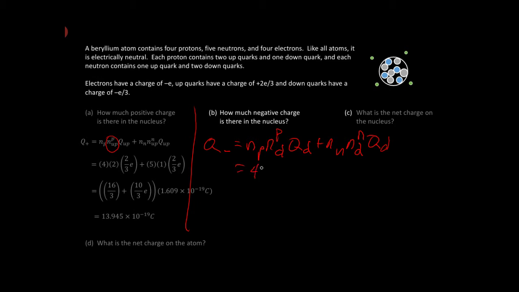Okay, so let's see, we have 4 times 1 now, because we only have 1 down quark, times now 1/3 e. It's actually minus 1/3 e, but I checked it in WebAssign and the answer is positive, so it's just the absolute value that you want to put in there. And then we have 5 neutrons times 2 down quarks per neutron, and then 1/3 e again.